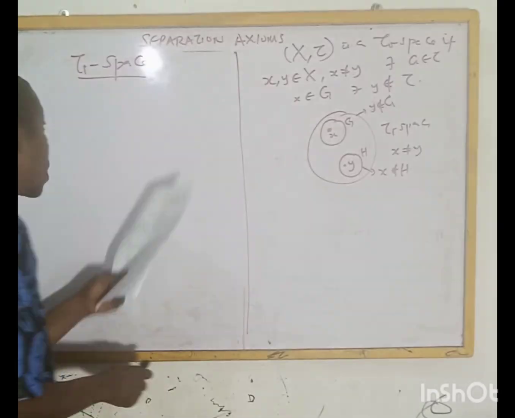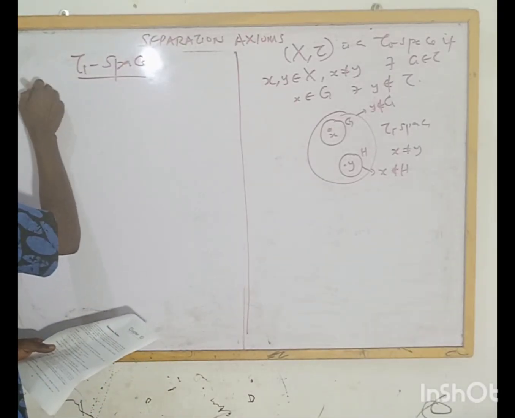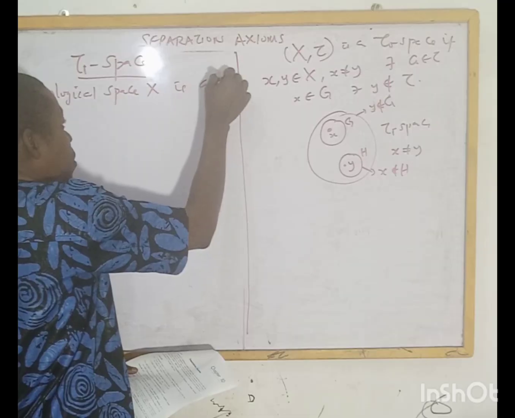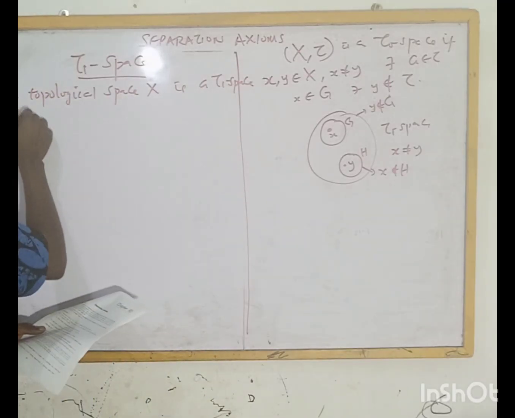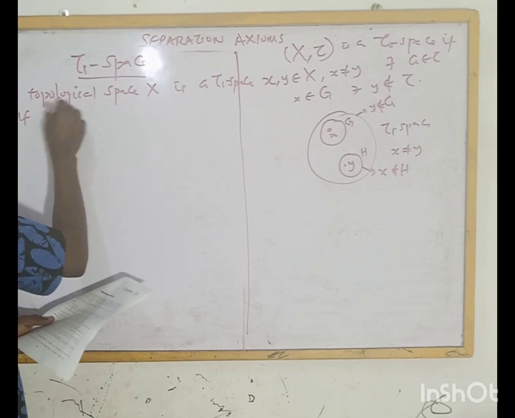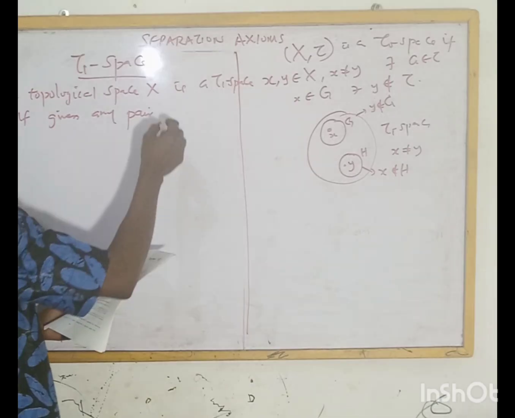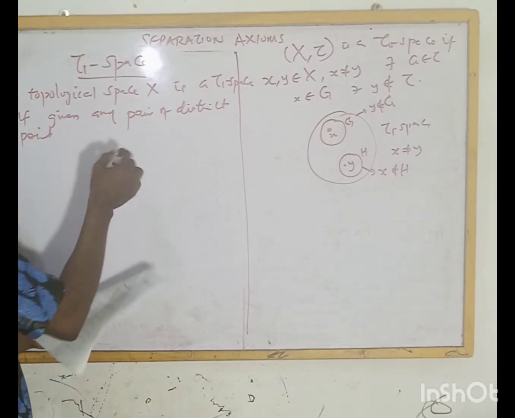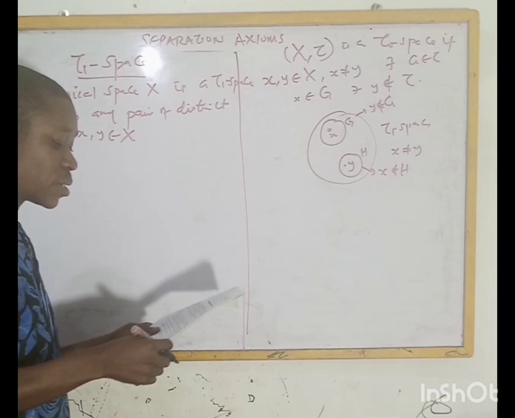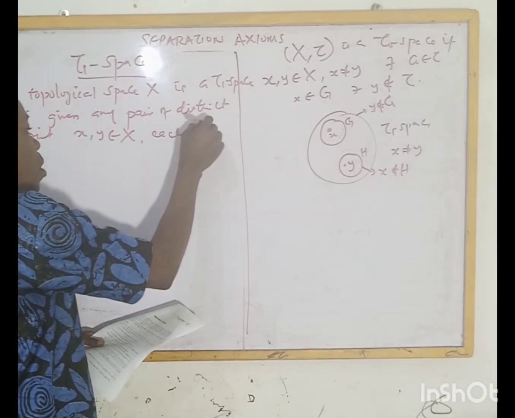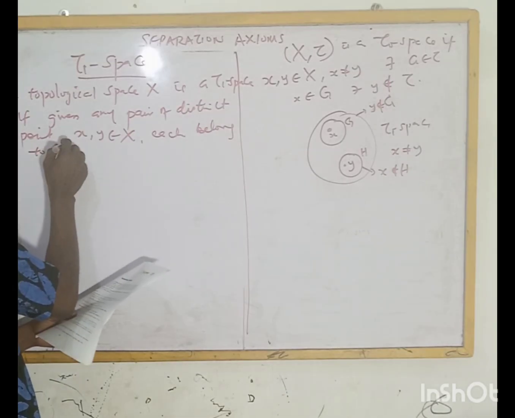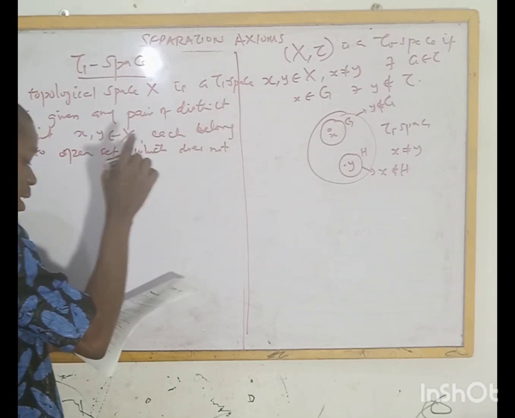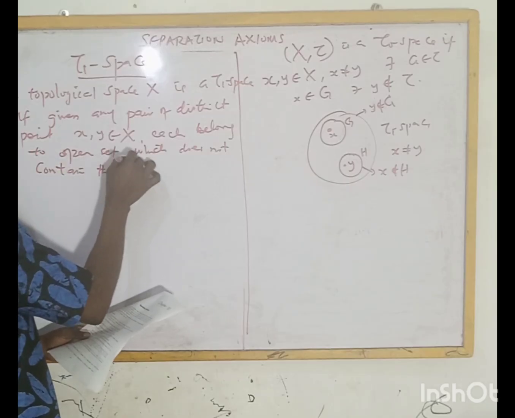Now, when we talk about tau 1 space, we say a topological space X is a tau 1 space if, given any pair of distinct points, let's call them x and y in X, each belongs to an open set which does not contain the other. That's the definition of tau 1 space.